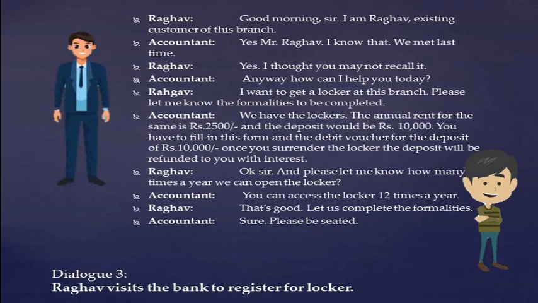The accountant says, "We have the lockers. The annual rent for the same is 2,500 and the deposit would be 10,000. You have to fill in this form and the debit voucher for the deposit of rupees 10,000. Once you surrender the locker, the deposit will be refunded to you with interest." Raghav says, "Okay, sir, and please let me know how many times a year we can open the locker." The accountant says, "You can access the locker 12 times a year." Raghav says, "That's good. Let us complete the formalities." And the accountant answers, "Sure, sir. Please be seated and complete this form."